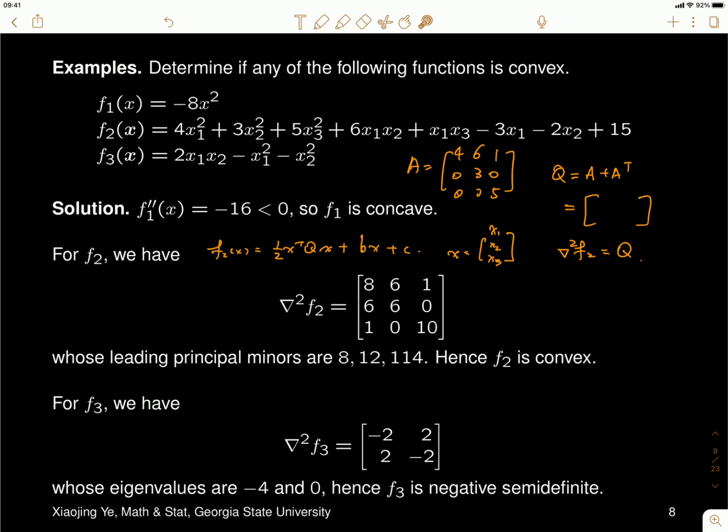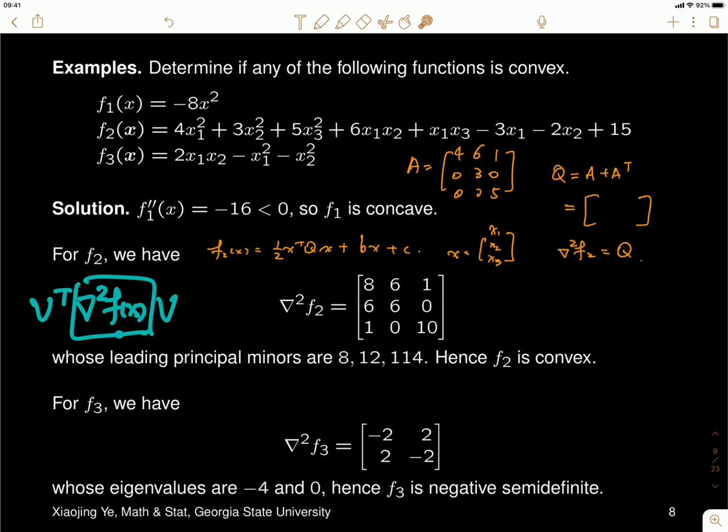Now, since the Hessian of the function at every point is equal to this matrix, we just need to check if this matrix is positive semi-definite or not. There are different ways to check positive semi-definiteness of a matrix. One way is to check the eigenvalues. If all the eigenvalues are greater than or equal to 0, then we claim the matrix is positive semi-definite. Or you can just use the original definition. We said that for any vector, say v, you check.